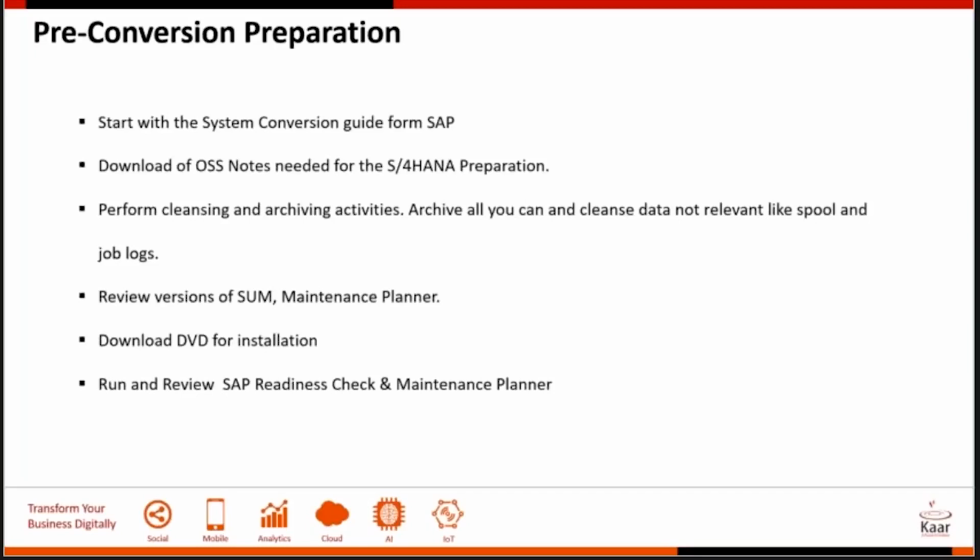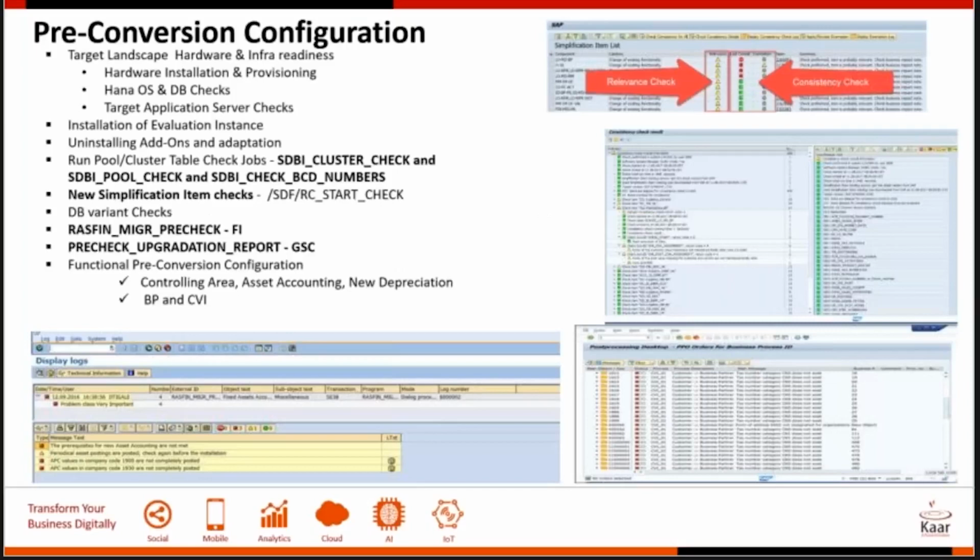And then you get the installation software, and review one more time the readiness check and the maintenance planner. And then when you step into the pre-conversion configuration, this is a little tricky because it involves the functional, the basis, and the ABAP resources working together. With respect to the configuration from the basis and infra side, you want to make sure you have all your hardware installed and provisioned, all the OS/DB parameters set, and all the application servers based on the sizing report that you received at the assessment.